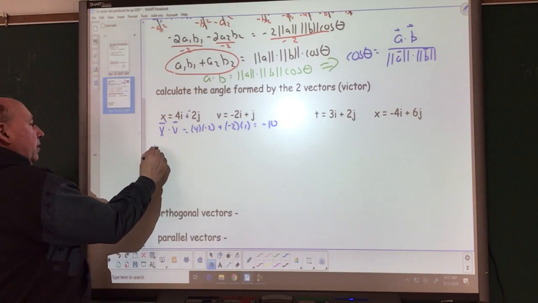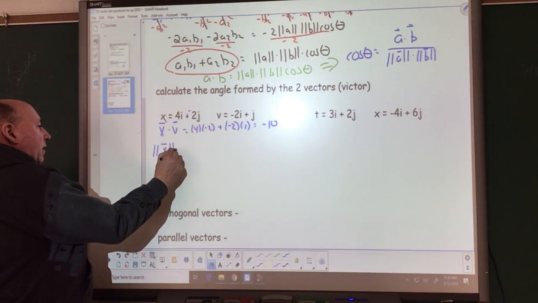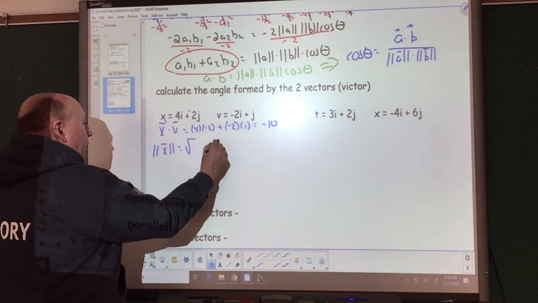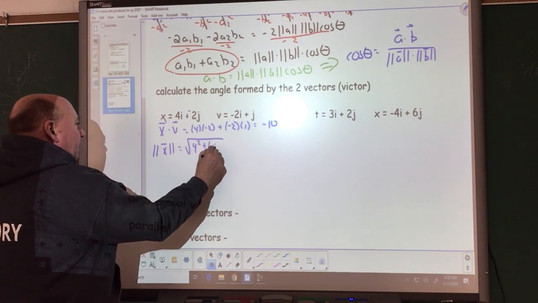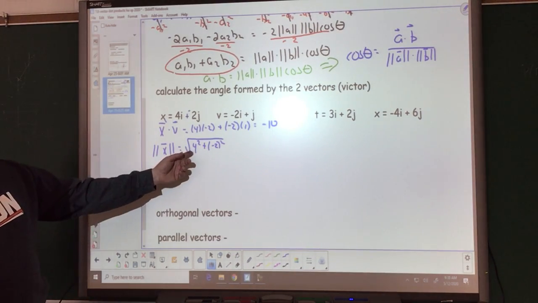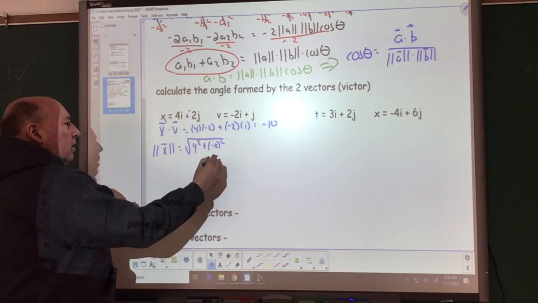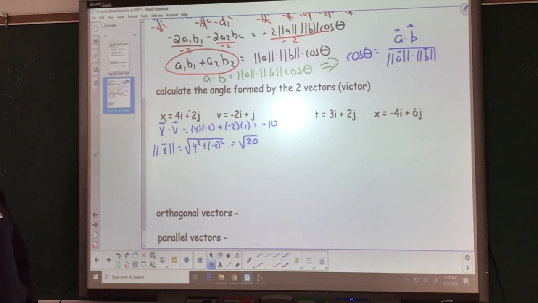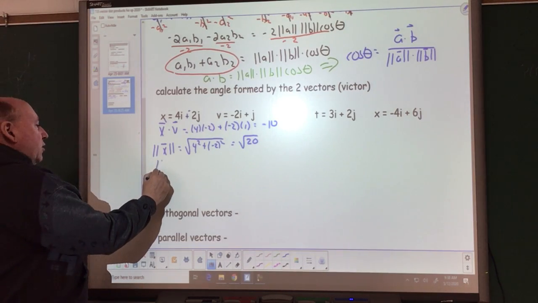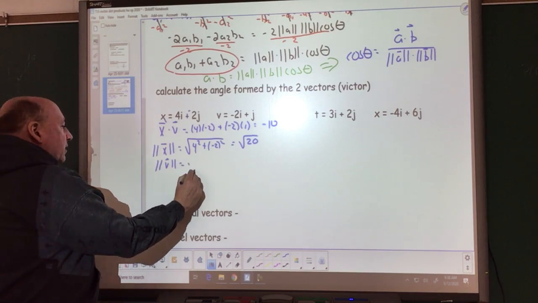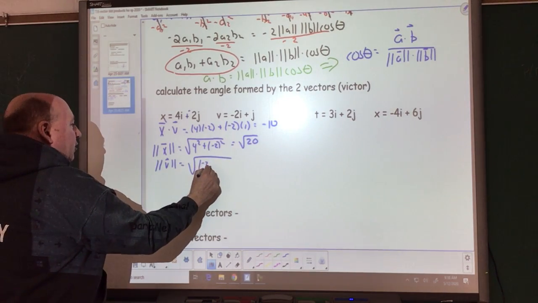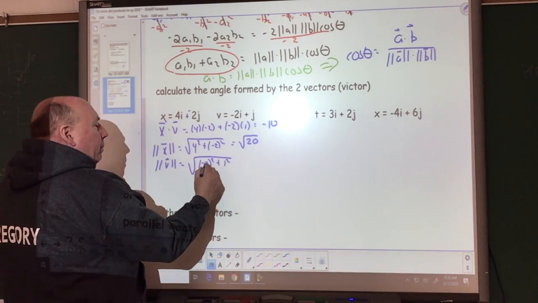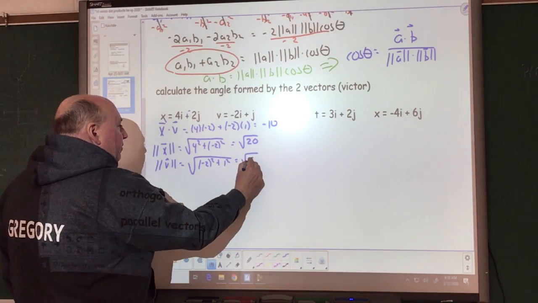The magnitude of x is just the square root of both of our components squared. So we have 4 squared plus a negative 2 squared. So this gives me 16 plus 4. So we have the square root of 20, and I just leave it like that. I don't worry about simplifying it. The magnitude of v is the square root of negative 2 squared plus 1 squared. So we have positive 4 plus 1, we have the square root of 5.